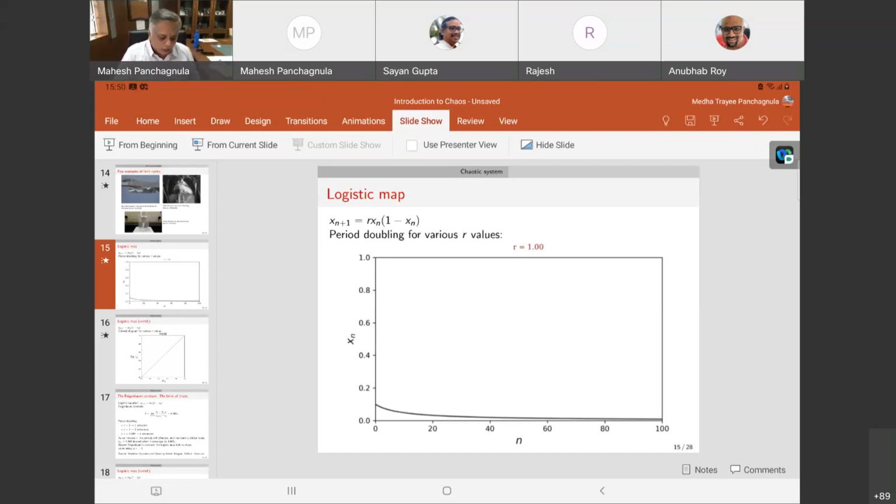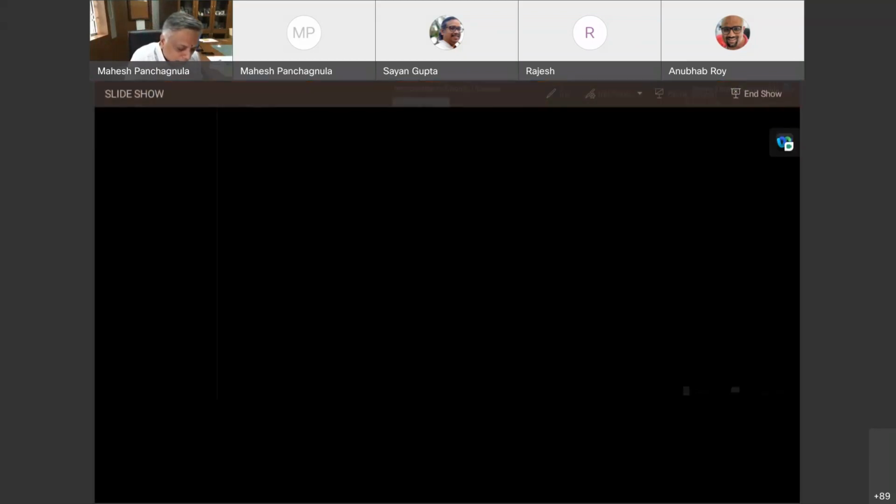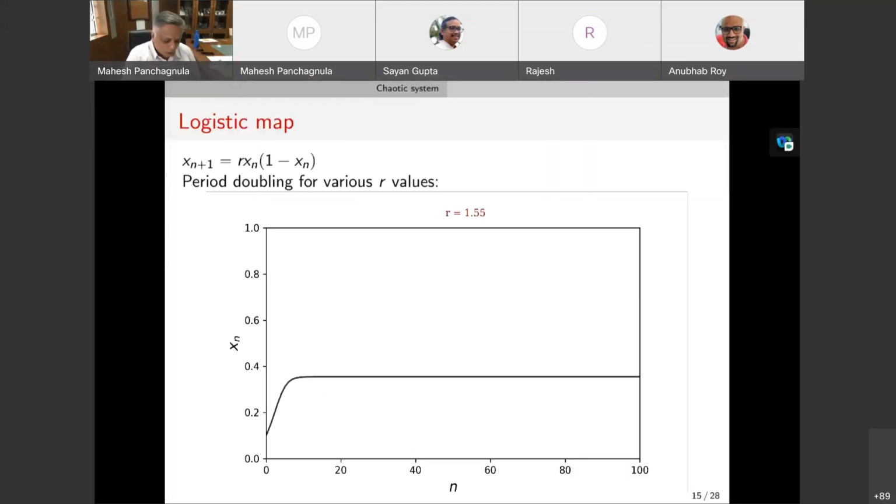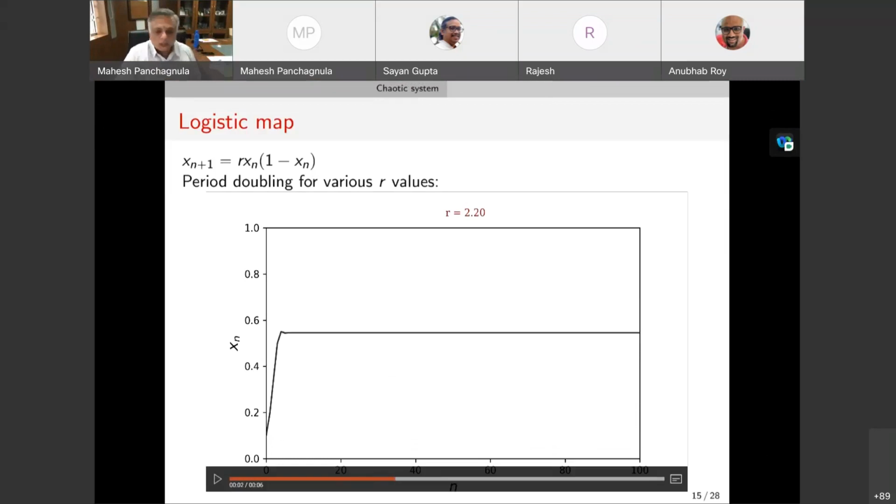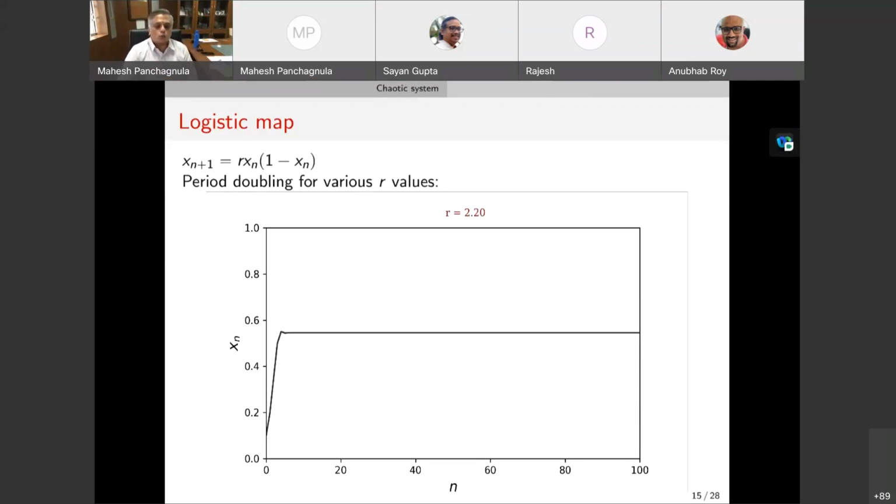If you start with an r equal to, let's say, 2, you can start with an initial condition. In this case, the student started with an initial condition 0.1. It evolves and then it reaches a pretty stable state. So for a certain range of r values initially, you'll see that this xn reaches a nice stable state.